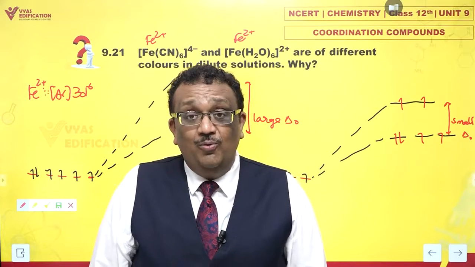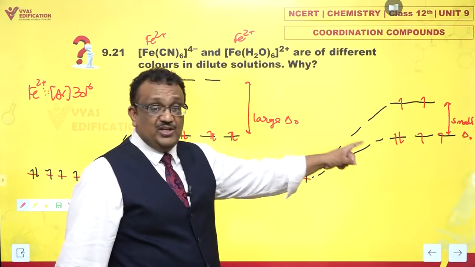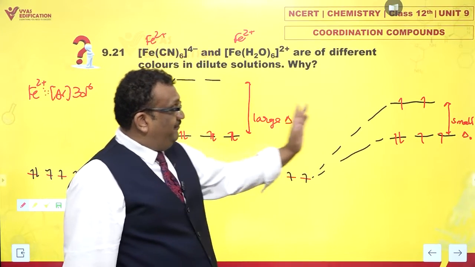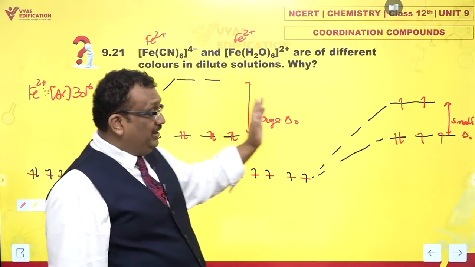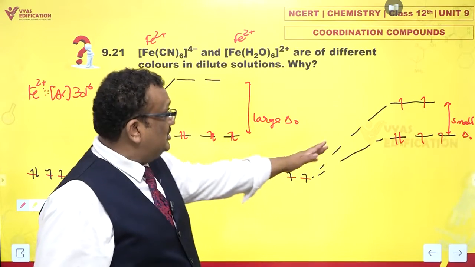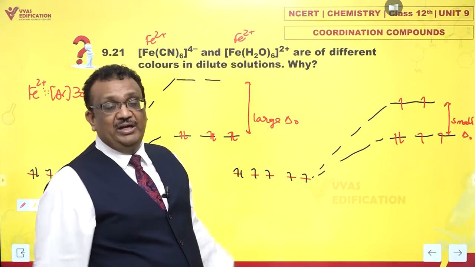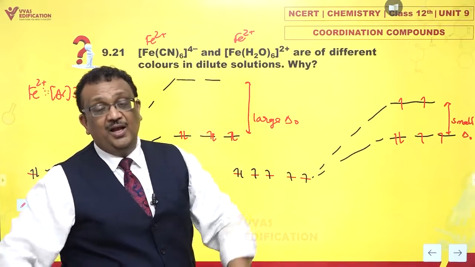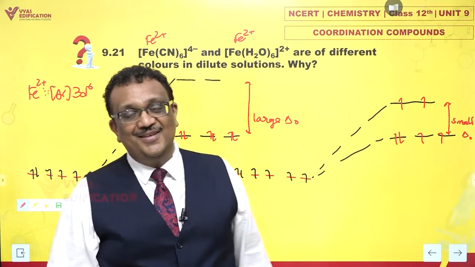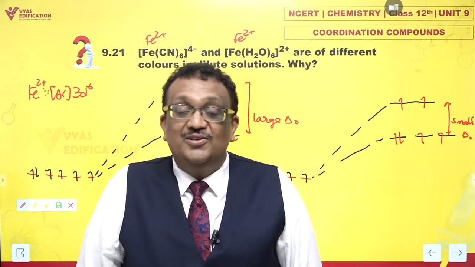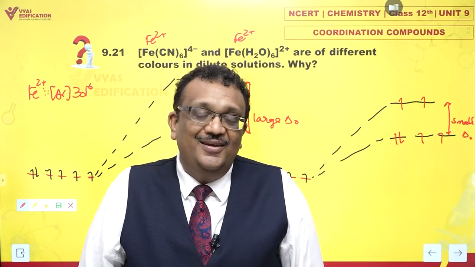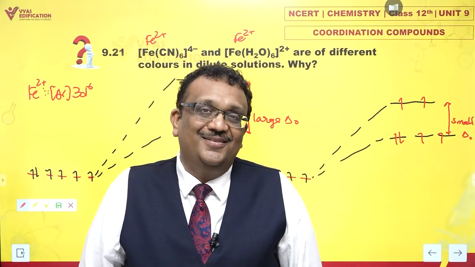Since different amount of energy is required for excitation of electrons in both the cases, the wavelength of absorbed photon is different in both the cases. And since different colors are being absorbed or removed from white light, the remaining color which is seen by human eye becomes different in both the cases. And that is why ferrocyanide has a different color than aqua complex of ferrous. That, my dear, is a fairly accurate explanation.